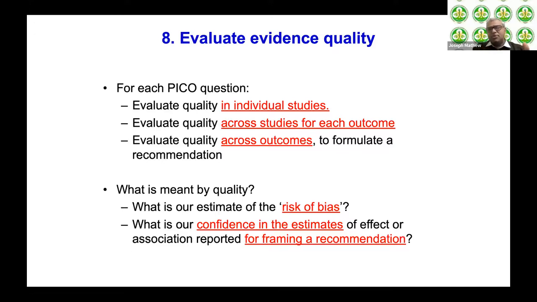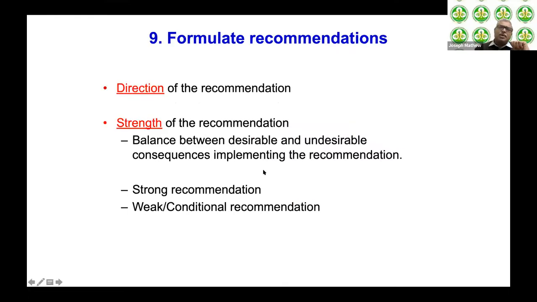And because guidelines are going to depend on bunches of studies, we need to look at quality in individual studies. For each outcome that we are assessing, we need to look at quality across the studies which are contributing to that outcome. And then finally, we need to look across outcomes, because for each guideline, there may be several efficacy outcomes, several safety outcomes, a couple of cost outcomes. So there are 3 levels at which we look at the quality to make sure that what is going in is a good quality tomato and not a rotten thing which will ultimately vitiate the whole process.